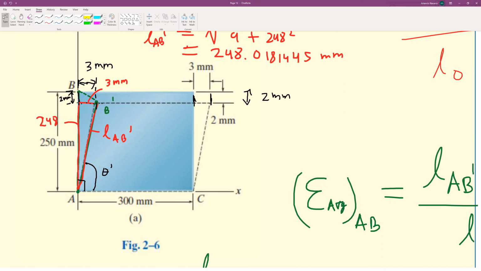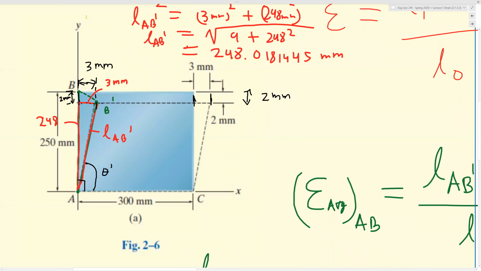You might want to create, or if you want to find this space, well, this space is already 300. You already know this leg here. You might have to find this length here, and then you can use the law of cosines to find theta prime. But I want you to understand what the definition of shear strain is, and repeat after me.